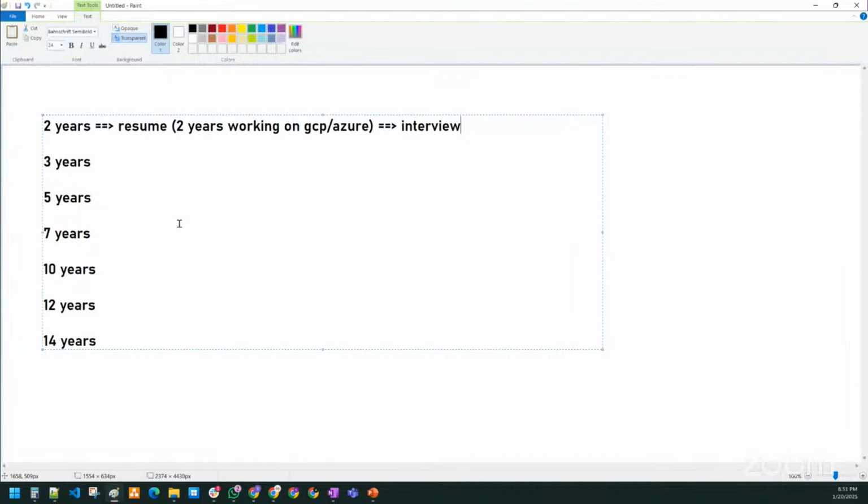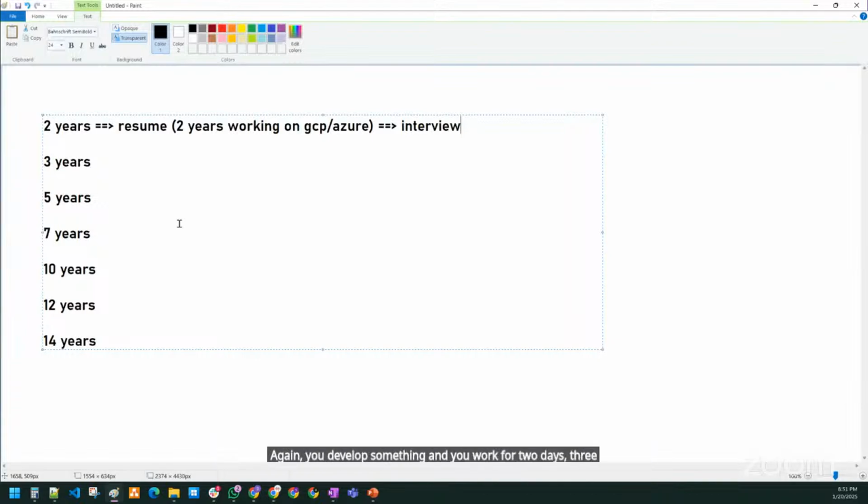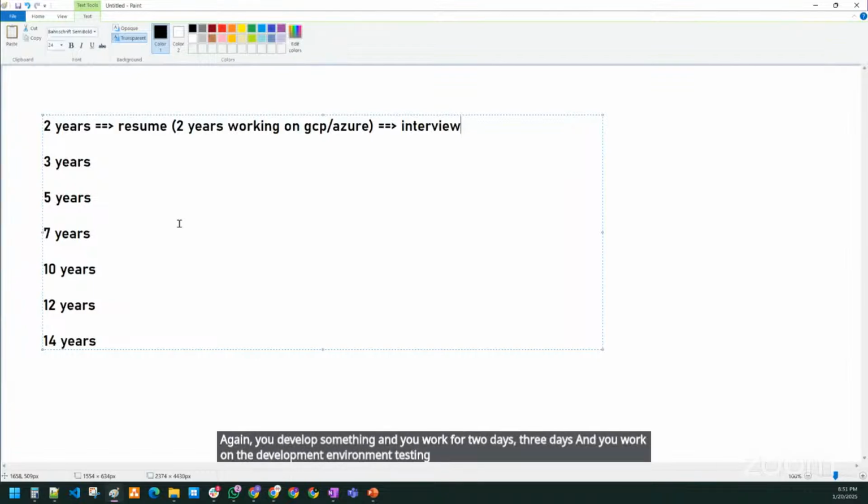A developer is someone who develops something today and then works freely for the next 2 or 3 days. Again you develop something and you work for 2 or 3 days, and you work on the development environment and testing environment, so working in production is safe.